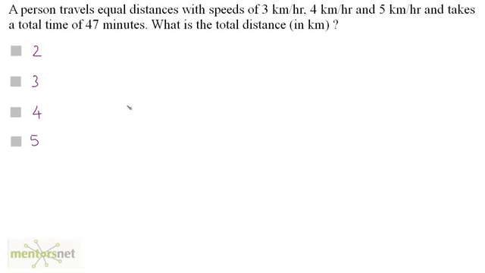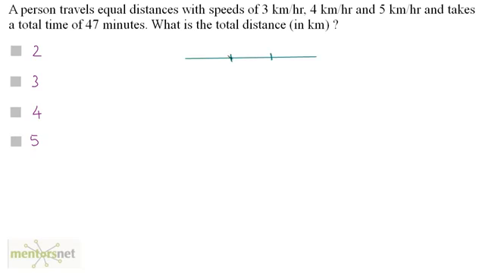A person travels equal distances with speeds of 3 kilometers per hour, 4 kilometers per hour, and 5 kilometers per hour and takes a total time of 47 minutes. What is the total distance in kilometers? Well, it is certain that this distance is divided into 3 parts, and these parts are equal.